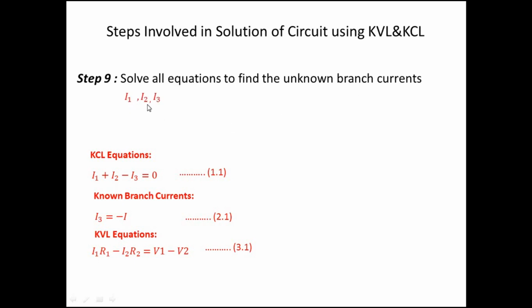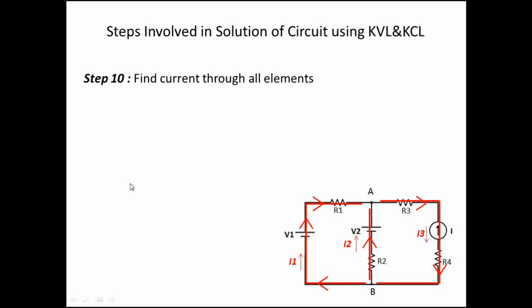So we will get I1, I2, I3 from these equations. If we get I1, I2, I3, we can find the current through all elements. For example, for the current through resistors: for R1, it is I1. For R2, the current will be I2. For R3, it will be I3. For R4, it will be I3.